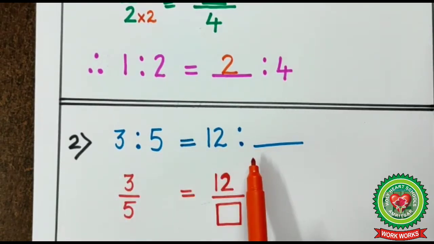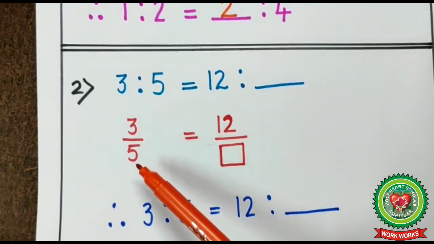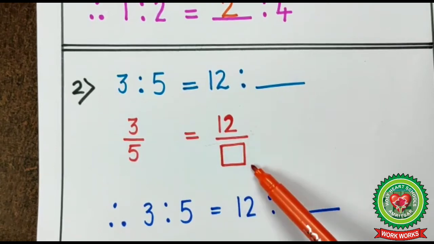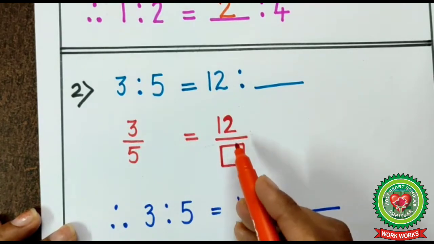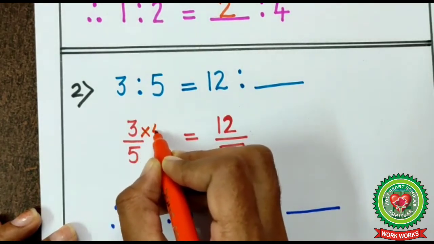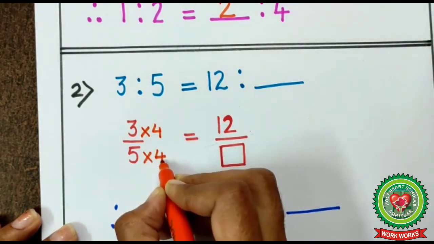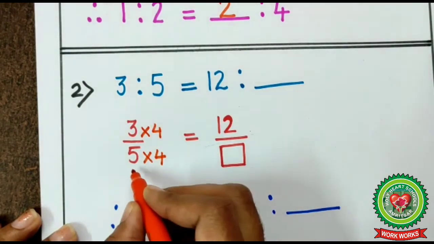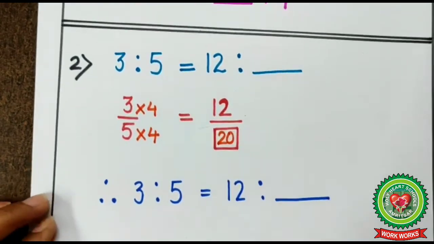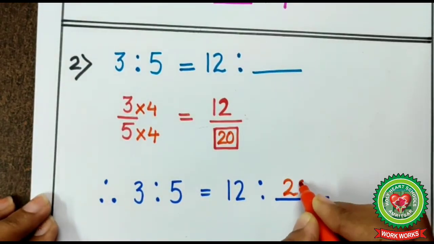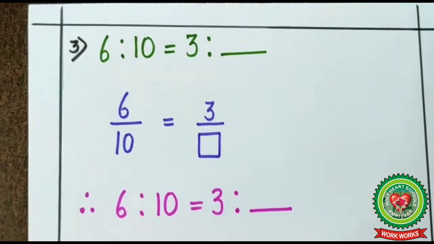Let's see one more example. 3:5 equals to 12:blank. So we can write it as 3/5 equals to 12 upon box. So here in table of 3, 12 will come at 4. So similarly we will multiply 5 also by 4. So here it comes 5 4s are 20. So at the end you will write 3:5 equals to 12:20. Let's see one more example.